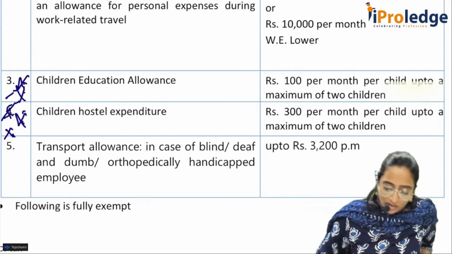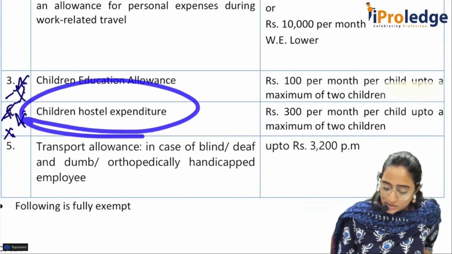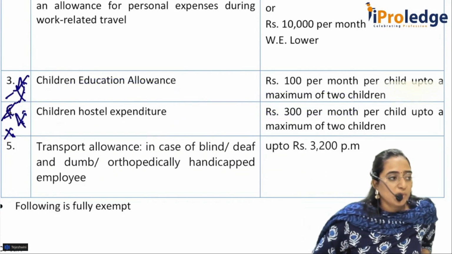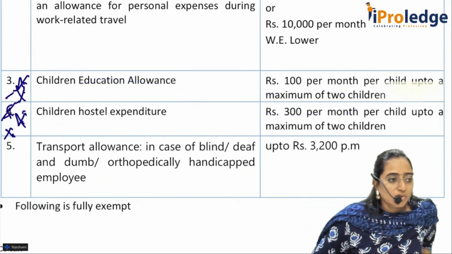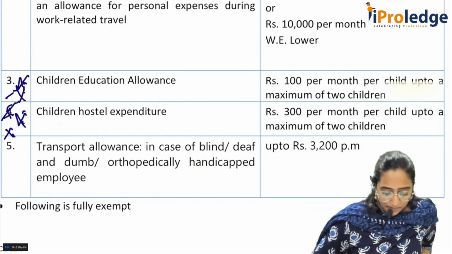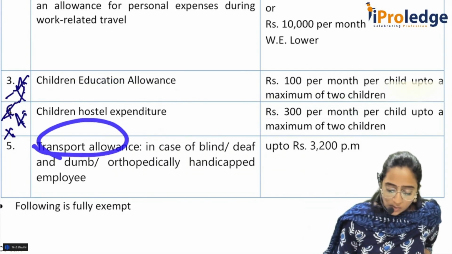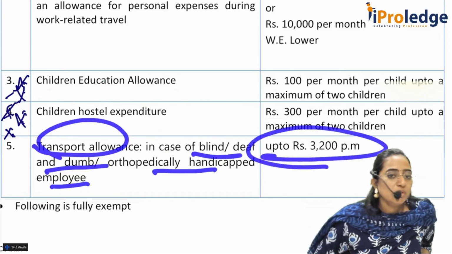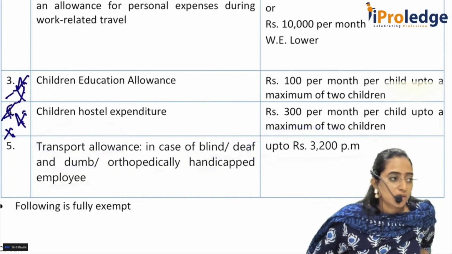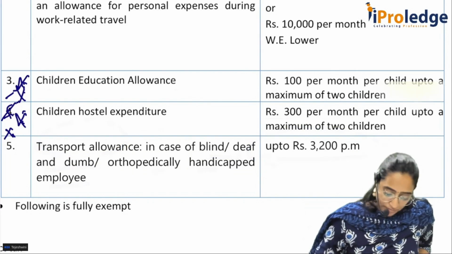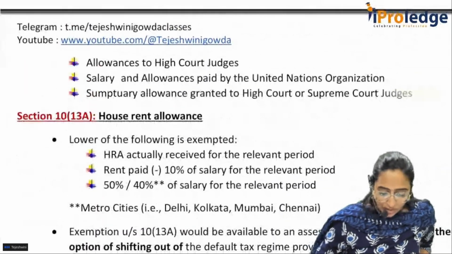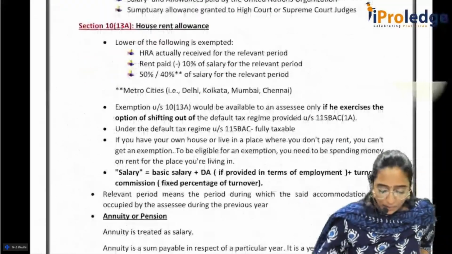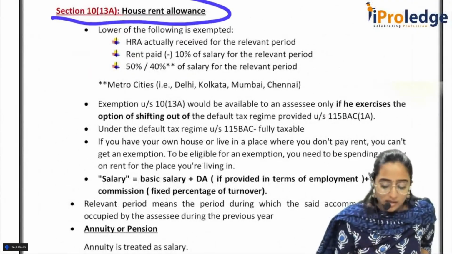Clear? Done? Okay. Children hostel expenditure is 300 rupees per month per child, maximum of 2 children exemption is available. Transport allowance in case of blind, deaf, dumb, orthopedically handicapped employee is up to 3,200 rupees per month. Clear everyone? Understood? Now let's get into a very important discussion, that is HRA.